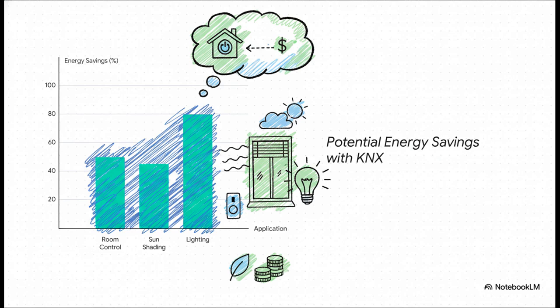By making everything work together smartly, like automatically lowering the blinds when the sun is too hot to help the AC, or dimming lights when there's plenty of daylight, KNX can lead to some massive energy savings. We're talking up to 50% on overall room control, and even more for specific things like lighting. That's not just good for the planet, that's really good for your energy bill.